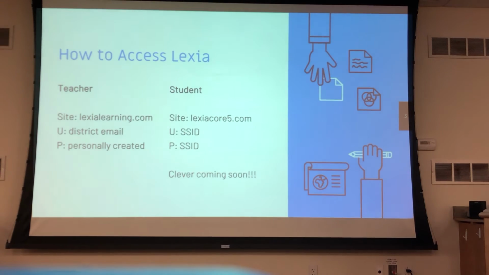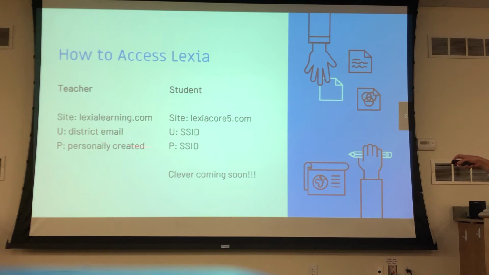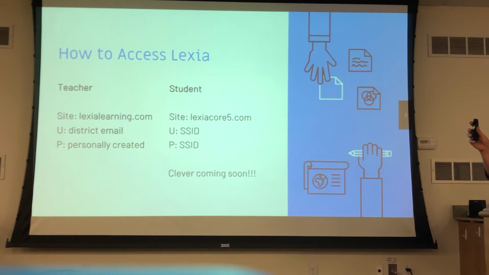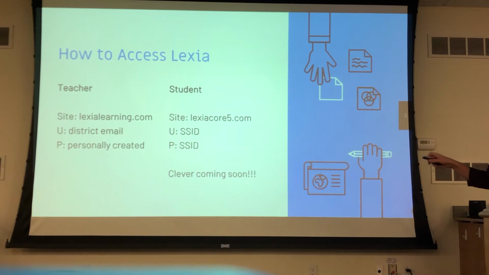So this is how, and remember, you're going to get this slide deck, so don't worry about writing this down right now. This is how you access Lexia. So there's two sides of Lexia, kind of like Dibels has the teacher side for reporting and the student assessment side. It's kind of the same. So the teacher goes to lexialearning.com. Your district emails your username and your password, you're going to create after the first time. The students are going to go to lexiacore5.com, and it's going to be their SSID number. So that 7-digit number that is assigned to them.